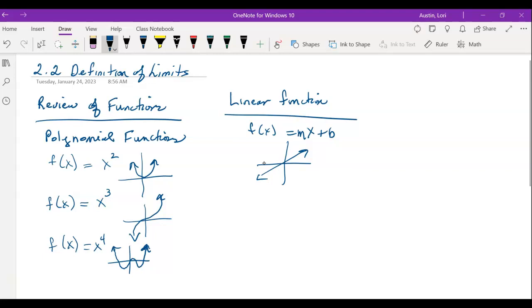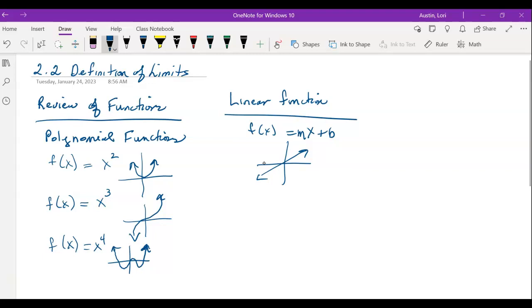X to the fourth, either both up, both down. So here's what I want you to remember when you're dealing with polynomial functions. Number one, if it's even, the end behavior is the same, right? If it's odd, the end behavior is different. The other thing is how many turns it takes.